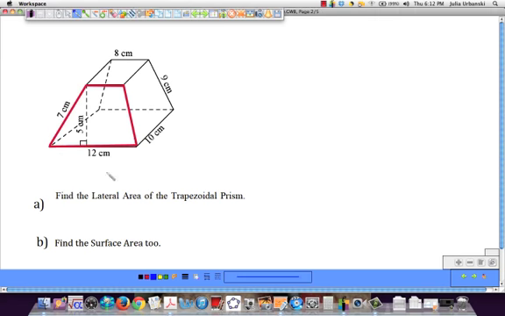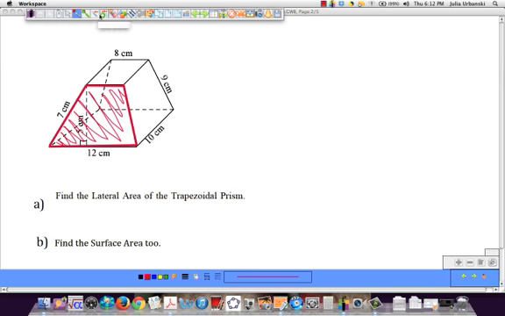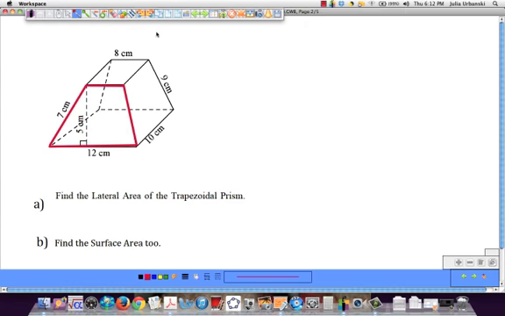This trapezoid right in here, that is the shape that's the same here as it is in the back. And I know the drawing's a little bit off. Okay, so we have to focus on the capital B is a trapezoid. How many trapezoids are there? There are 2 of them, so we're going to multiply by 2.